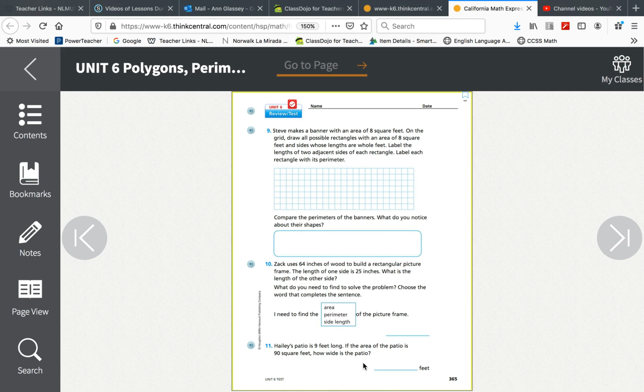Haley's patio is 9 feet long. If the area of the patio is 90 square feet, how wide is the patio? Again, you'll want to draw a rectangle. They gave you the area, they gave you the length, but how wide is it?